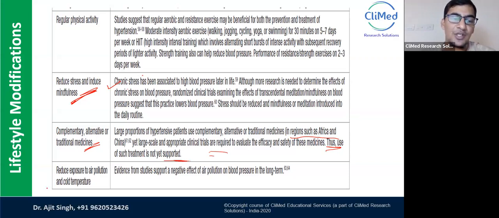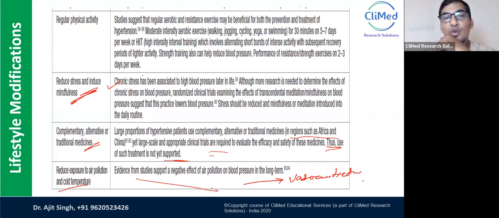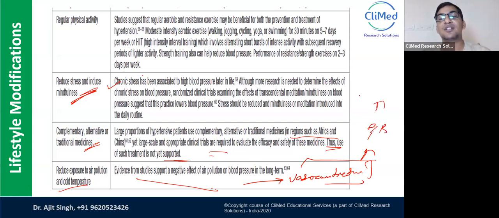Okay, then reduce the exposure to air pollen or the cold temperature. So cold temperature also can increase your blood pressure. Why can it increase your blood pressure? Because it leads to vasoconstriction. Cold temperature always leads to vasoconstriction, vasoconstriction leads to increased peripheral resistance, and peripheral resistance leads to high blood pressure. Okay, so cold temperature we should always avoid for hypertensive patients. So these are the lifestyle modifications along with the treatment algorithm for hypertensive patients.